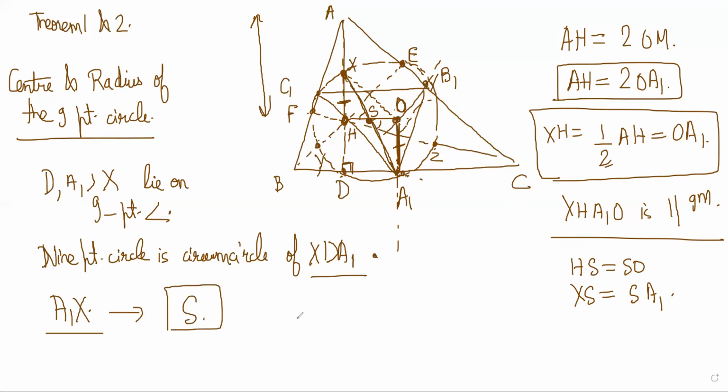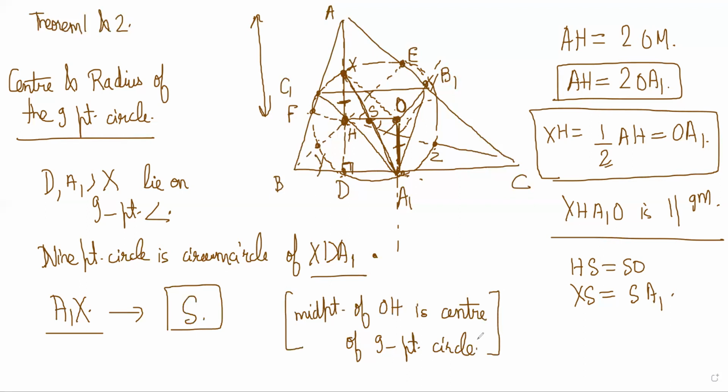The point S is also the midpoint of H and O, the orthocenter and circumcenter. So the midpoint of OH is the center of the 9-point circle. The center of the 9-point circle is the midpoint of OH.